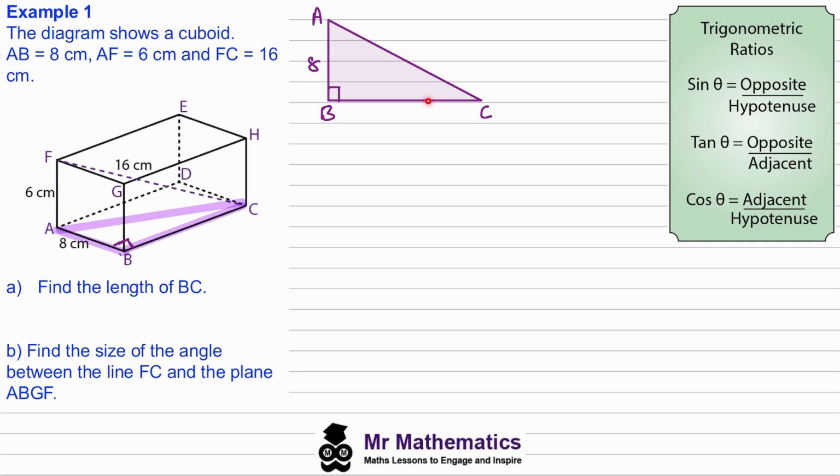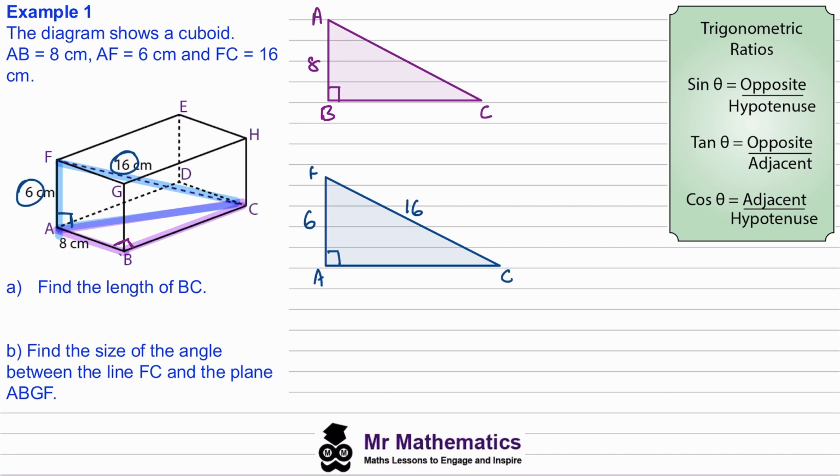Now to work out B to C, we need to know A to C, which means we're going to need another triangle. Well, A to C can be made as part of a right angle triangle from A to F and then from F to C. And now our right angle is at angle A. So if I sketch this one out, our right angle is at A, and we know A to F is given as 6, this length here, and we're told that F to C is 16.